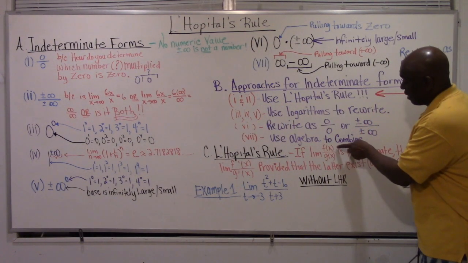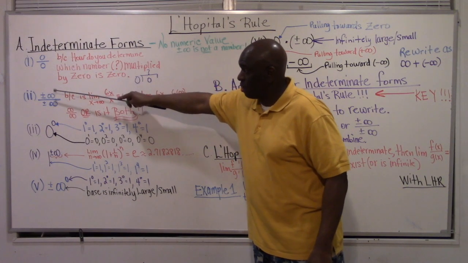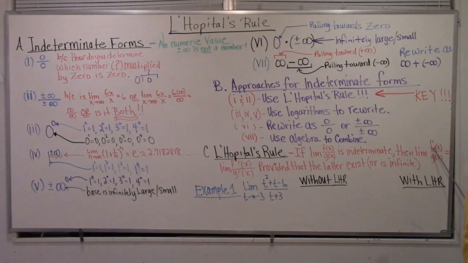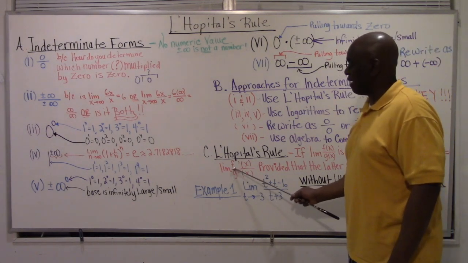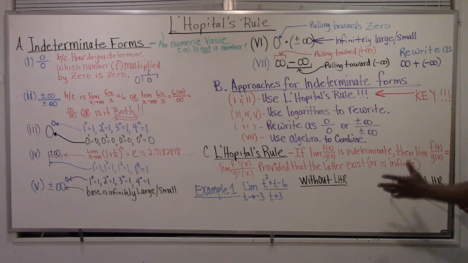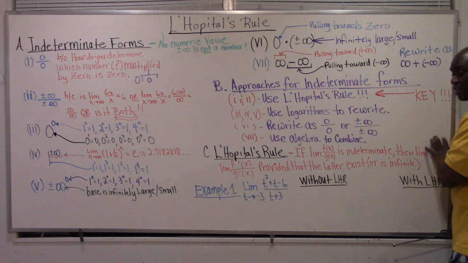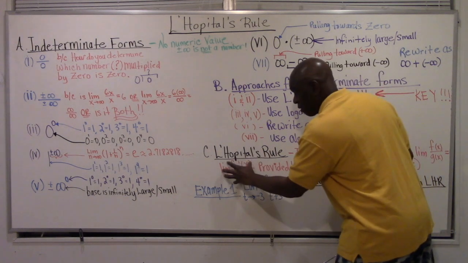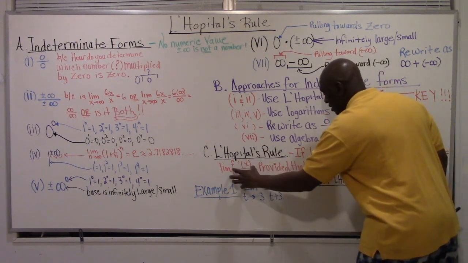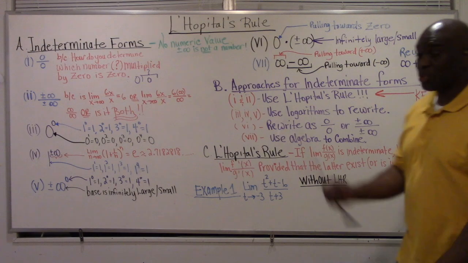If this limit of the quotient f of x divided by g of x gives us 0 divided by 0 or infinity divided by infinity, then the limit of f of x divided by g of x does equal the limit of f prime x divided by g prime x, provided that the latter exists or is infinite. The latter here is the limit of f prime divided by g prime. The limit of f of x over g of x is the former. So provided that the latter exists, that means this limit is going to give us a value, or it can give us an output of infinity. Okay? There we go. So that's L'Hopital's rule.